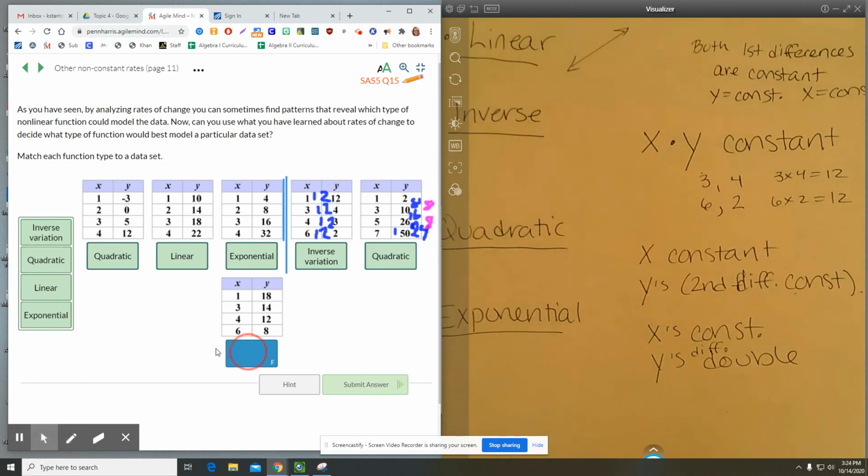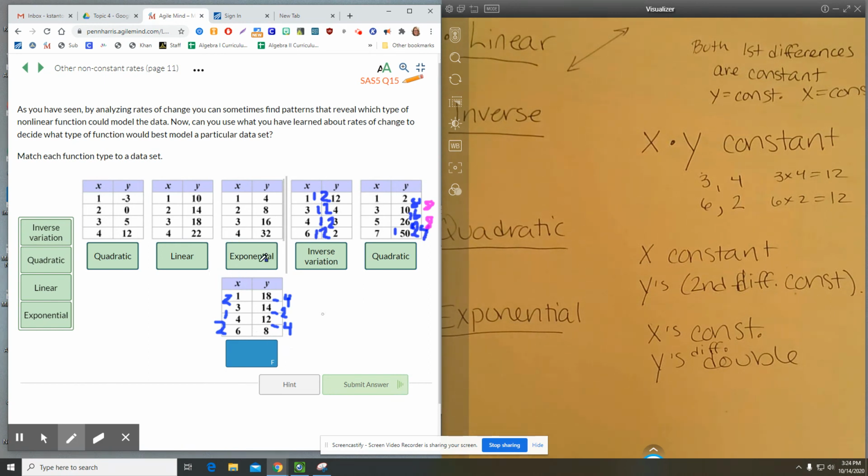And lastly, 1 to 3 to 4 to 6. Let's see what we've got here. 1 to 3 is a 2. 3 to 4 is a 1. And 4 to 6 is a 2. Okay, well, let's come over here. 18 to 14, that's a negative 4. 14 to 12 is negative 2. And 12 to 8 is negative 4.